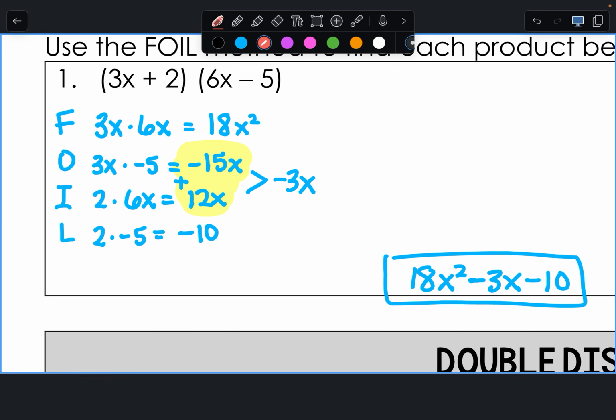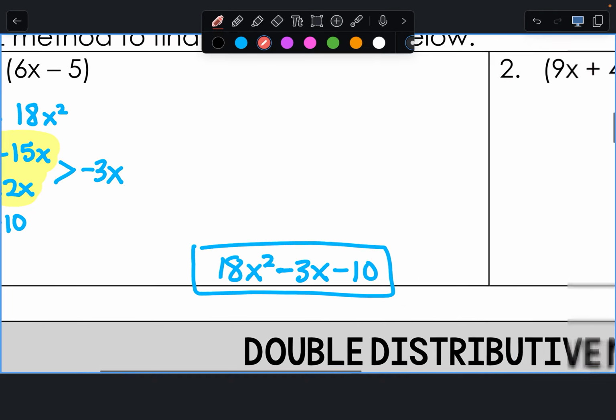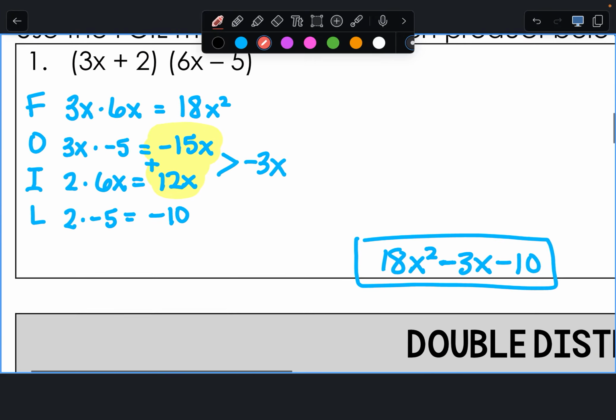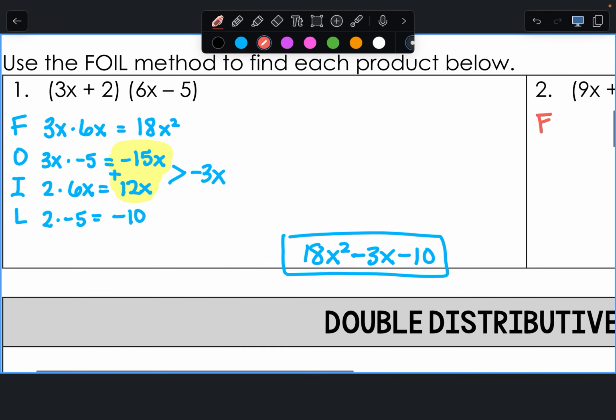Do I have any questions? All right. Number 2. Was everybody done copying this one? Go ahead and write FOIL down the side of number 2.